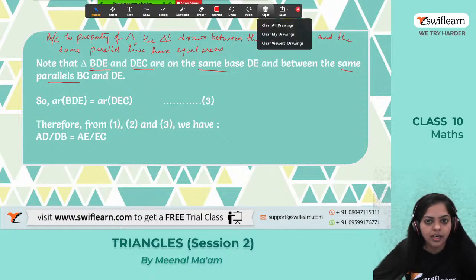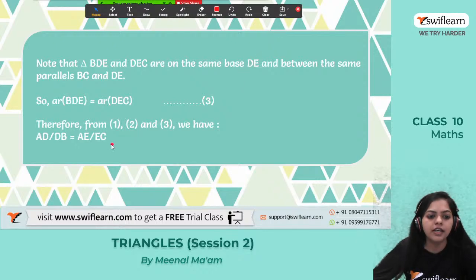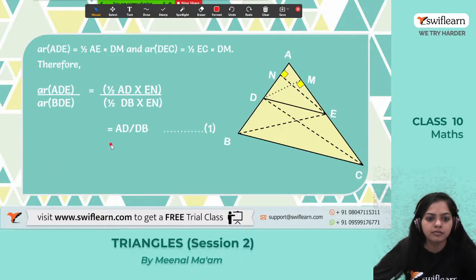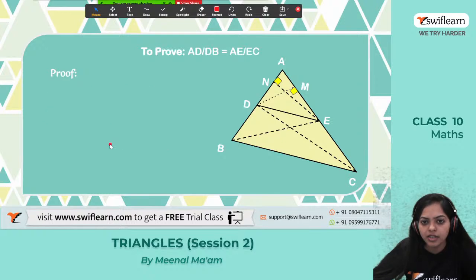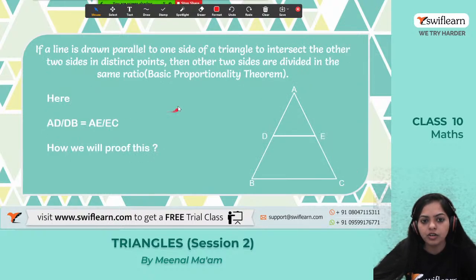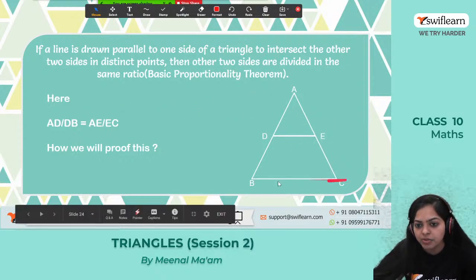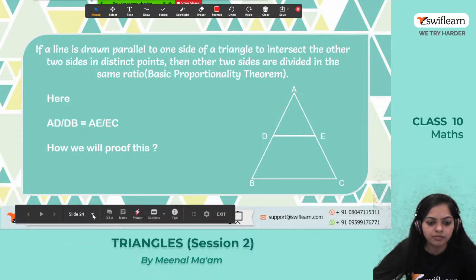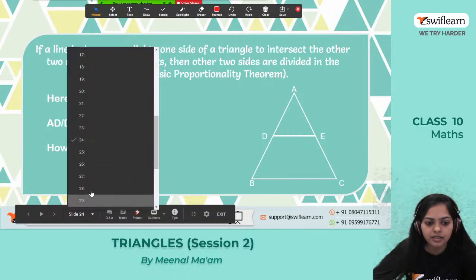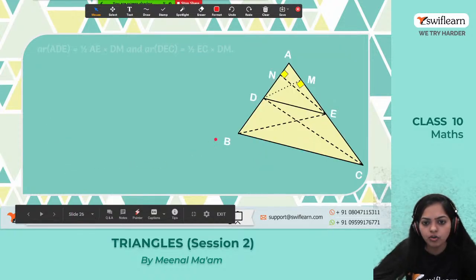Got it? Any doubt till here, anyone? Let me just clear all my drawings. Now तो हमने ये क्या किया? हमने इस स्टेटमेंट को प्रूव किया. We have proved this basic proportionality theorem. And what is the statement? If the line DE is parallel to the base BC, then AD upon DB is equal to AE upon EC. Got it, everyone? Any doubt? No? Alright.